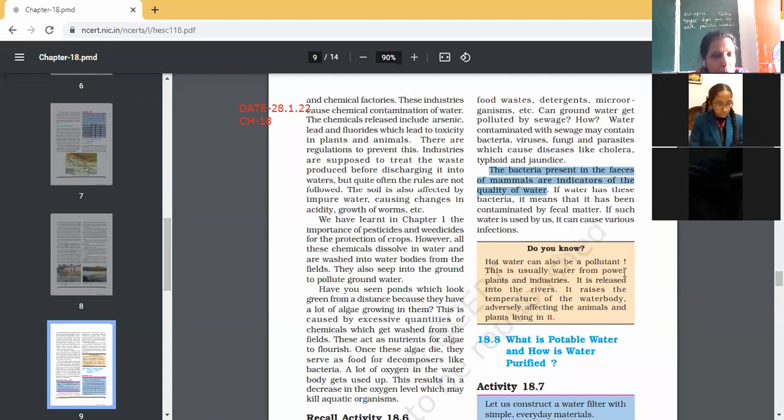And from where does that hot water come? That water comes from the power plants and industries. I hope I'm clear with it. So till here today, the rest we'll discuss later on.